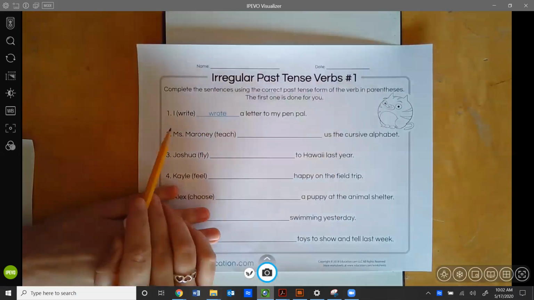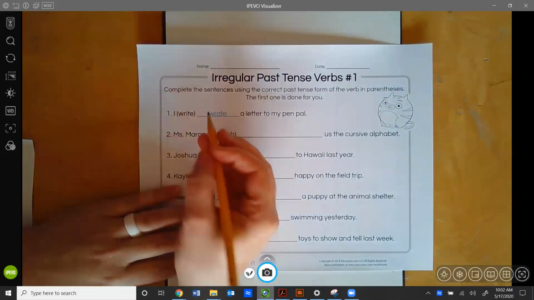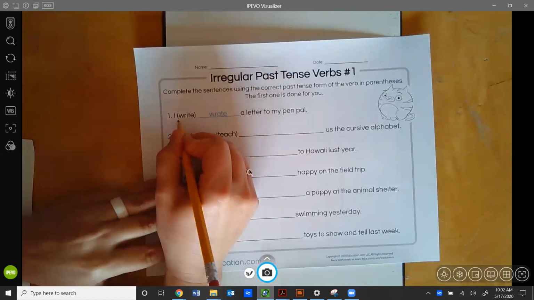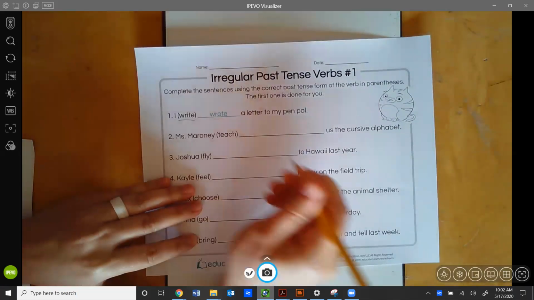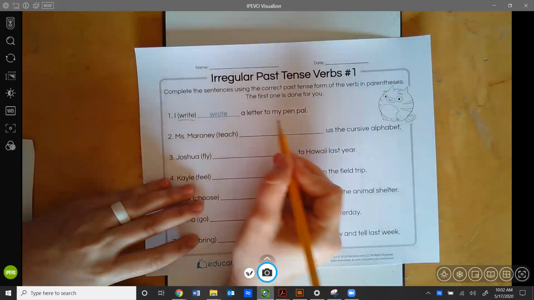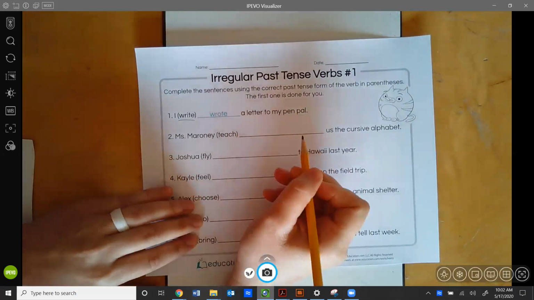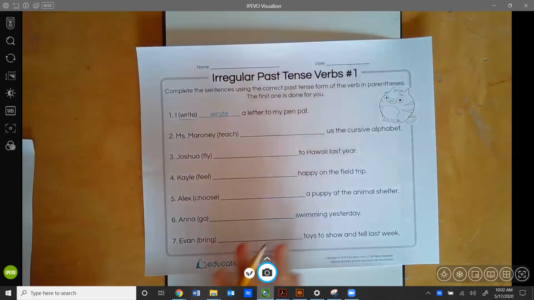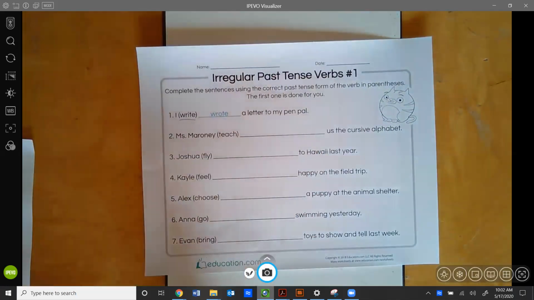So the first one is done for you. So they're showing you the verb, which is write. Like, writing with a pencil or a pen. A letter to my pen pal. So the reason these are called irregular is because they're weird. They don't follow the past tense rule, which is adding the ed to it.